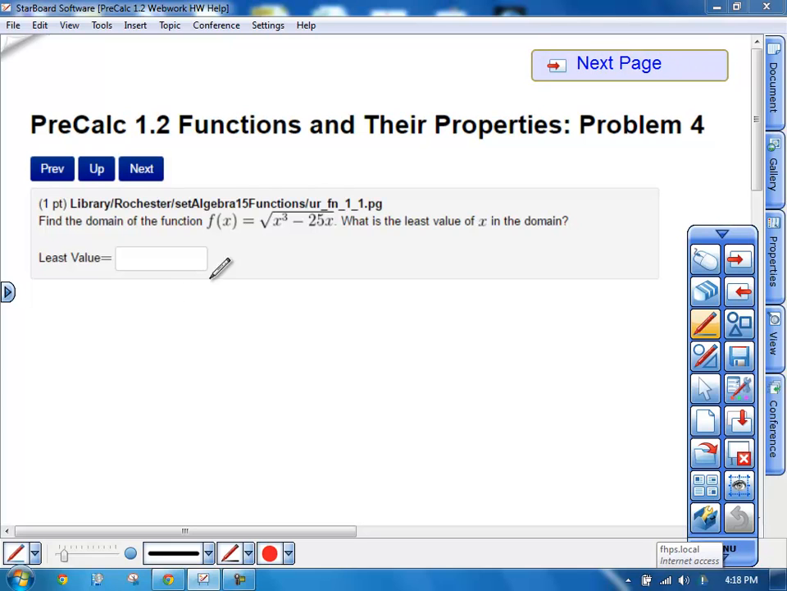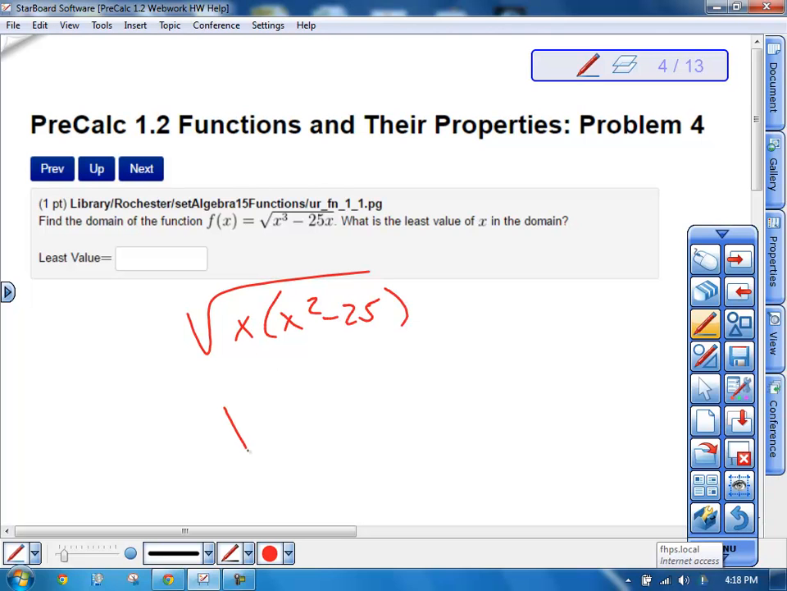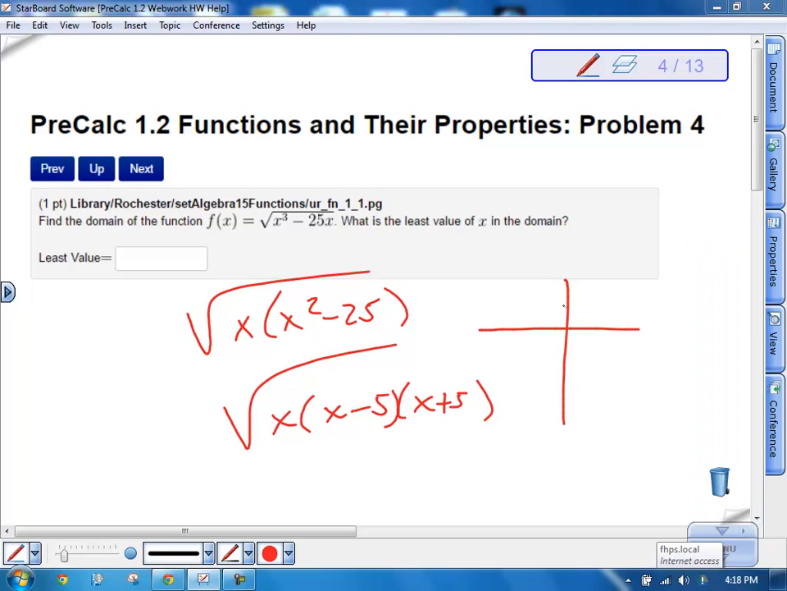Same thing here, this time we're looking out for negatives underneath square roots, so we have to factor out an x, you'll end up with x squared minus 25, which is the same thing as x times x minus 5, x plus 5. And you can graph this thing if you want. We now know that it goes through negative 5, it goes through 0, and it goes through positive 5. We know it's a cubic function, so we know it goes like this.